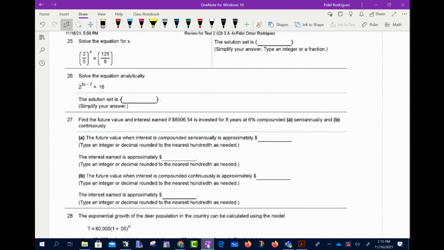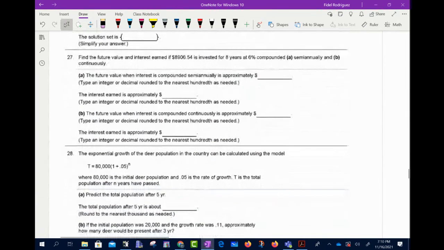Anything out of these here? 27. Okay, so it says, find the future value and interest earned if $8,906.54 is invested for 8 years, compounded. Part A says semi-annually and Part B says continuously.